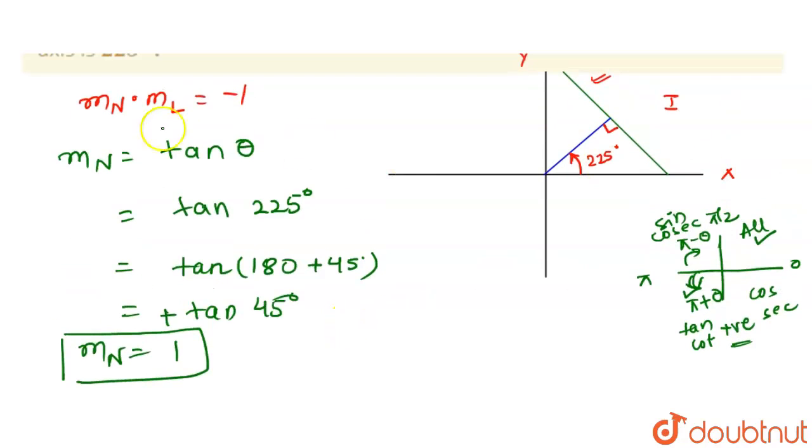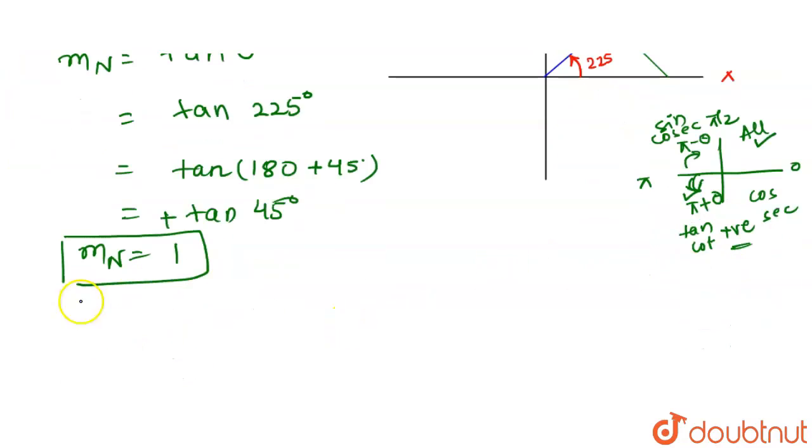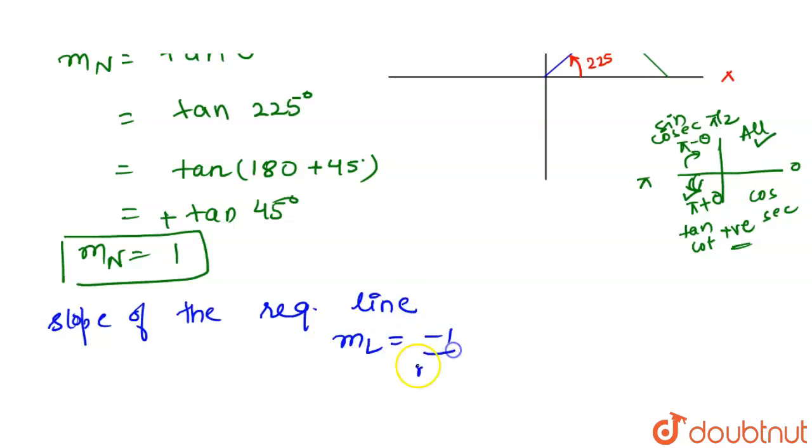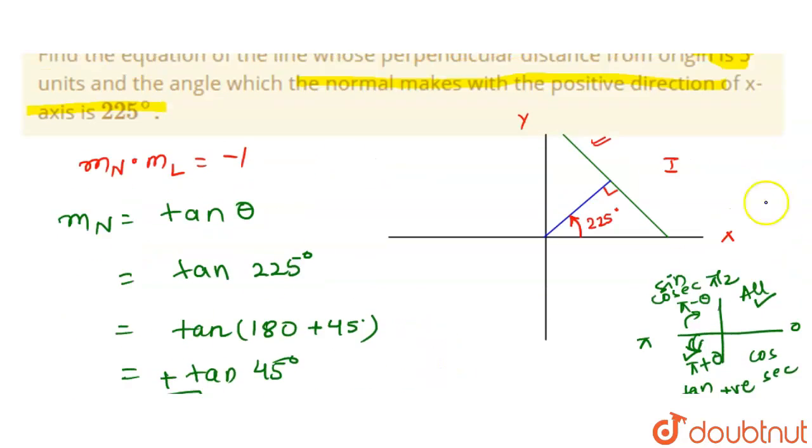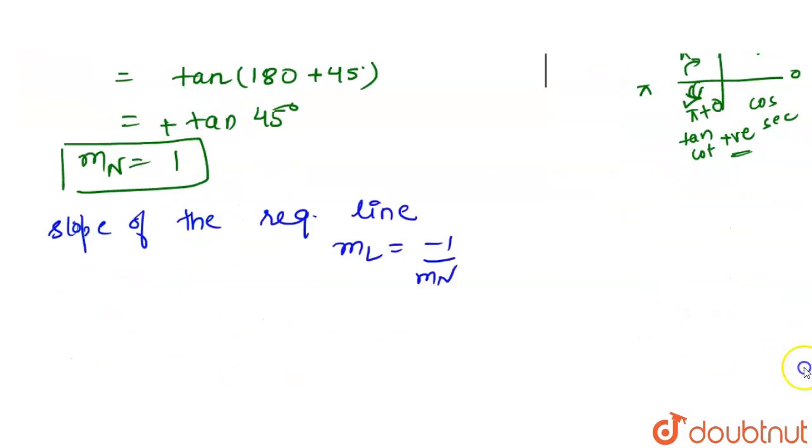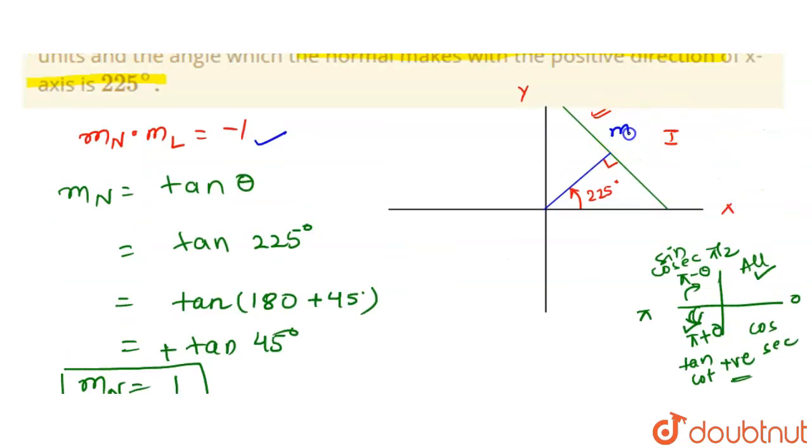Now we can find out the slope of the line. The slope of the required line will be ml is equal to -1 upon mn, right? According to this relation, we will get the slope of line as -1. Now we have got our slope, right?